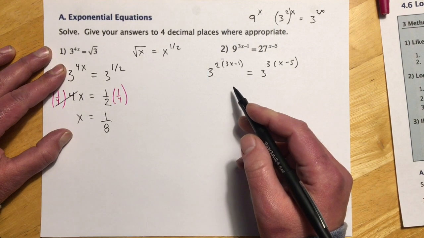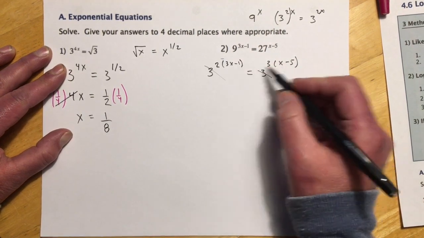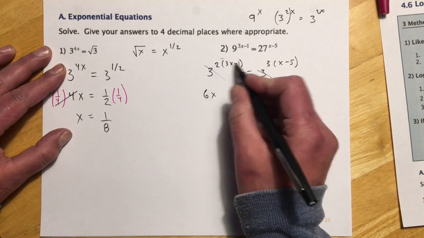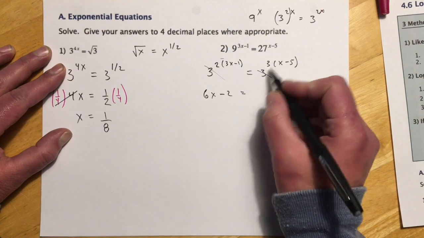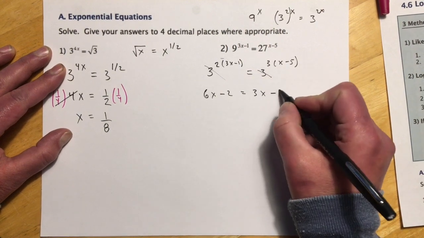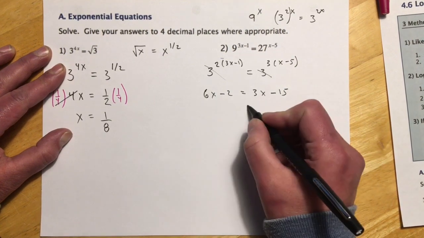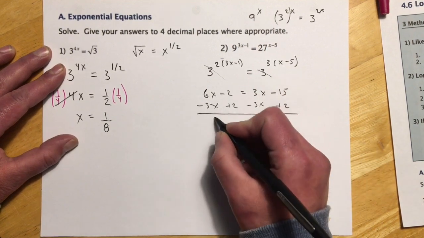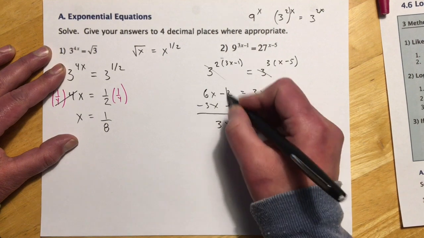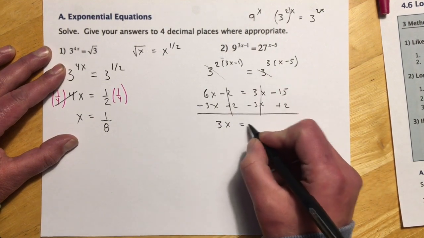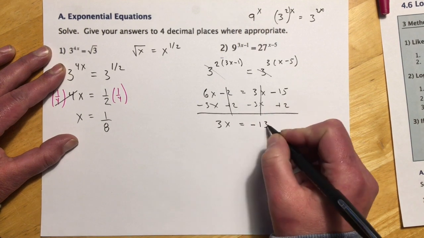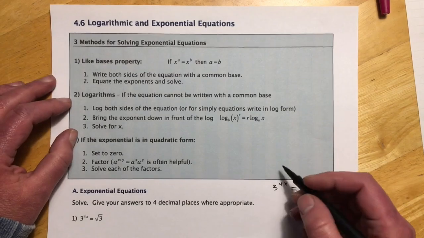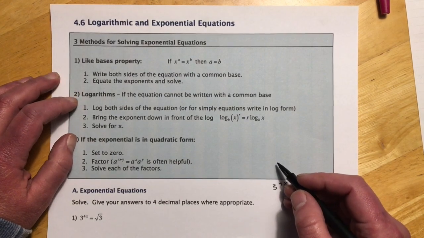So then once I have that, I can dump the bases and set the exponents equal. So I'll go ahead and FOIL as I'm doing that. So it's going to be 6x, 2 times 1 is going to be -2. And over here I have 3x and minus 15. So I'll bring my 3x over, and I'll bring my 2 over at the same time. So over here I got 3x, and those canceled. So over here I have -13, and then dividing by 3, -13/3.